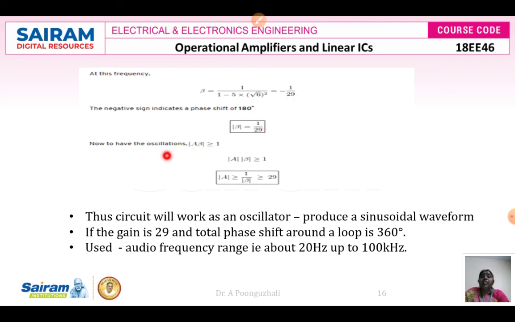So that means the other condition for an oscillator is A beta should be greater than or equivalent to 1. A is greater than or equivalent to 1 by beta. What is beta? 1 by 29. If that goes to the numerator, it is going to be 29. That means my gain of the RC phase shift oscillator should be 29 and the total phase shift should be 360 degrees. If this condition is satisfied, then we can say that my RC phase shift oscillator will oscillate properly and give a proper output. So where can it be used?